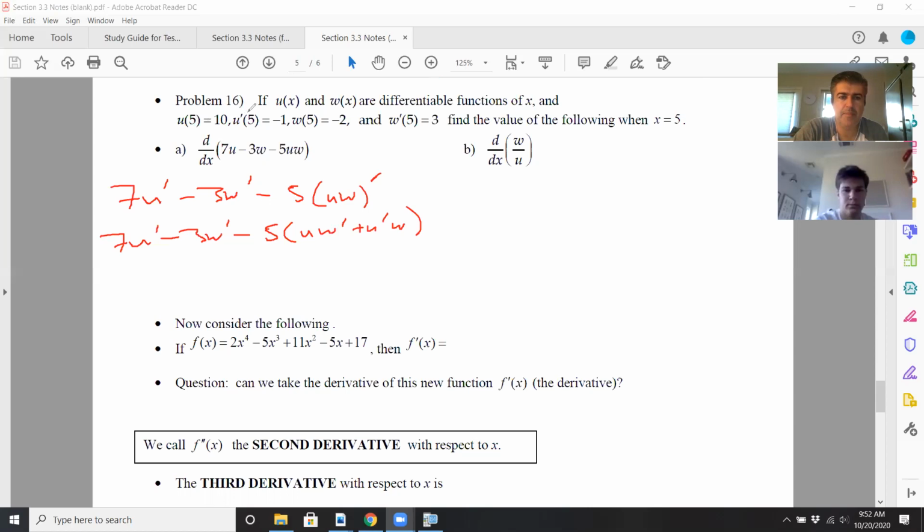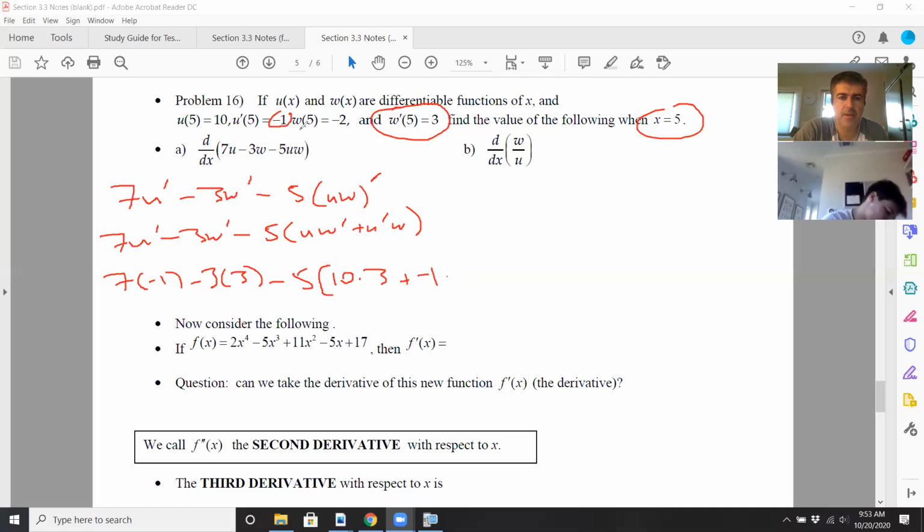So u prime is -1, so I'll do 7 times -1. w prime is 3, so do 3 times 3, minus 5, and then u itself, when you're plugging in 5, because you're doing this at x equals 5, u itself is 10. w prime, of course, is 3. u prime is -1, and w itself is -2.